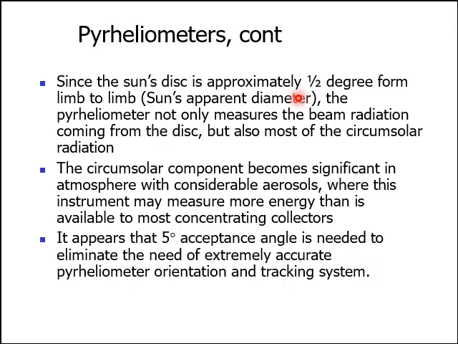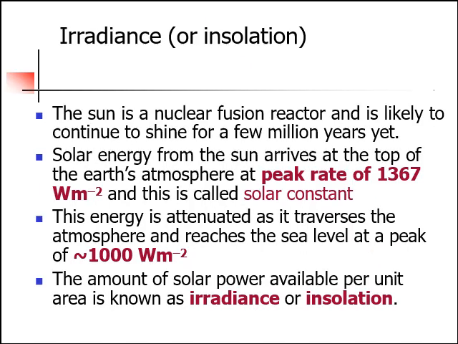But it's almost impossible to make a pyrheliometer with only 1 degree aperture, right? It's very difficult. So we do allow that 5 degree acceptance angle as long as we do not really need extremely accurate measurement. The sun is basically a nuclear fusion reactor that has been burning for millions of years, and most probably it will be burning for a few million years in the future. So this energy has been coming to Earth since the beginning of creation, and we are going to now talk about what types of irradiance we classify.